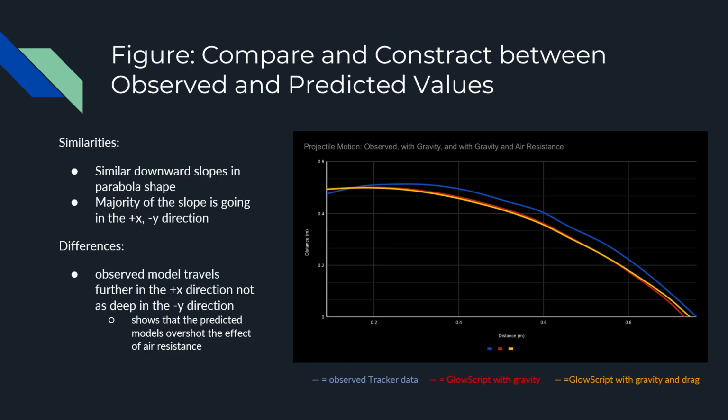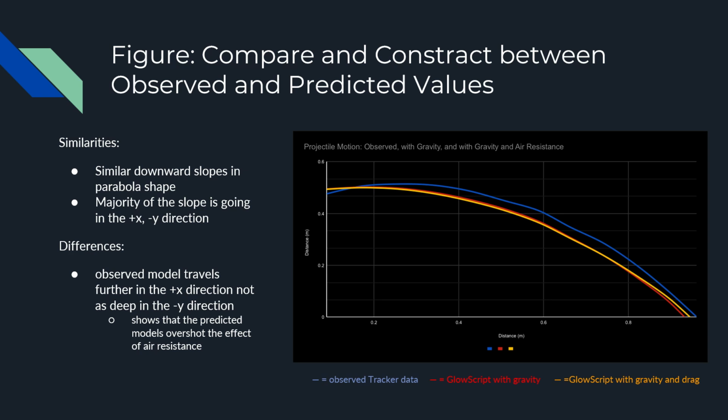This figure compares and contrasts the observed and predicted values. As we can see, all three of the values are in this figure: the observed Tracker data, the GlowScript data with gravity, and the GlowScript data with gravity and drag. Some similarities: they all take pretty much the same shape, mostly going in the positive x, negative y direction, starting not at the origin, as I mentioned previously.